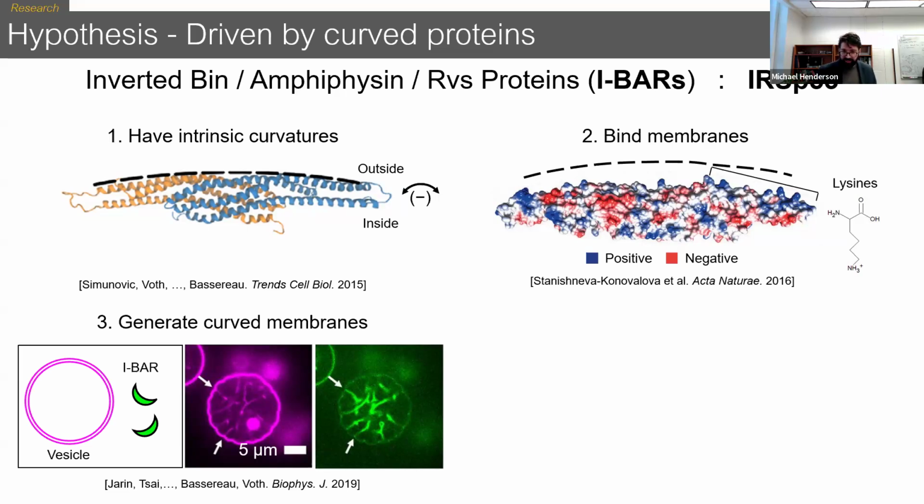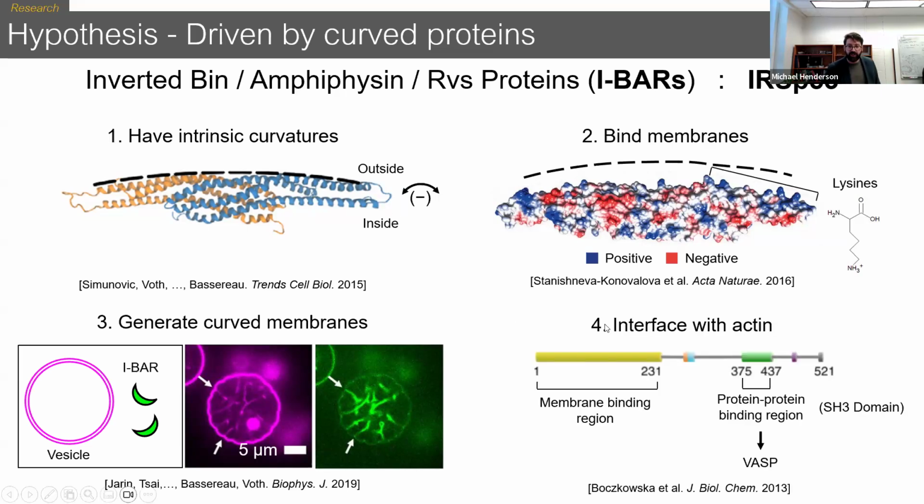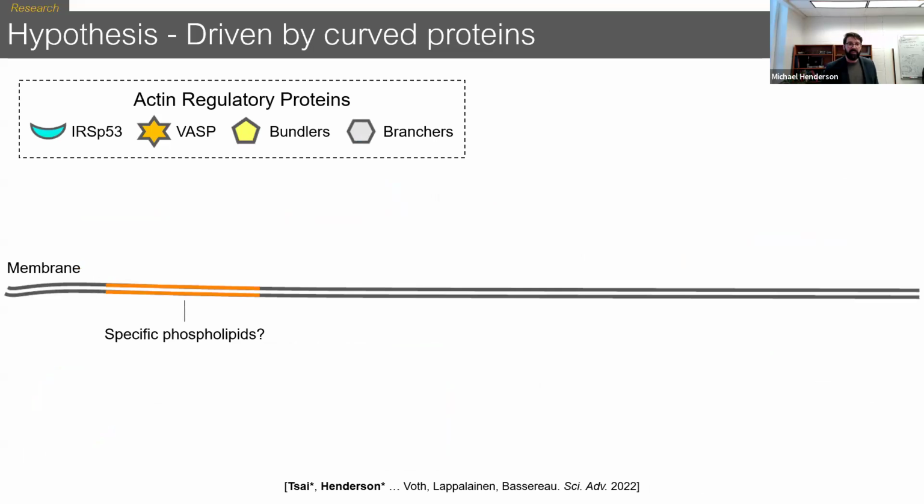What's also unique about this class of proteins is that in addition to its membrane binding region, it has other domains that facilitate protein-protein binding, or protein-protein friendships. Particularly, this SH3 domain recognizes and binds actin modulators, particularly polymerases like VASP here. So we have almost a perfect system to interface the membrane to the cytoskeleton for protrusion generation.